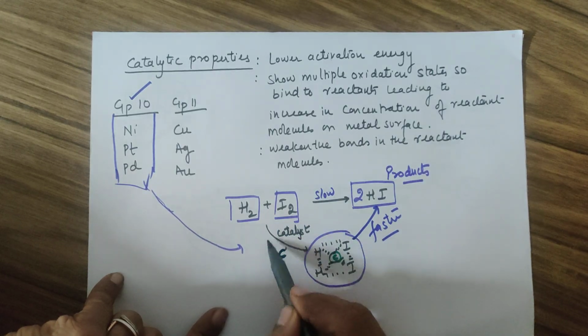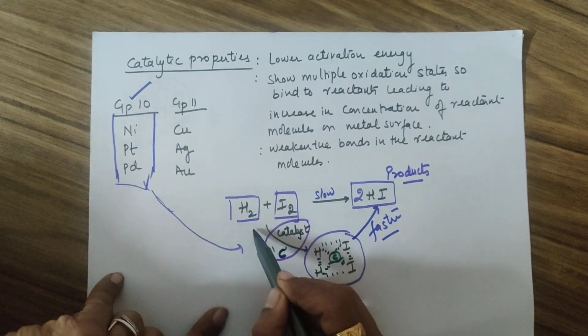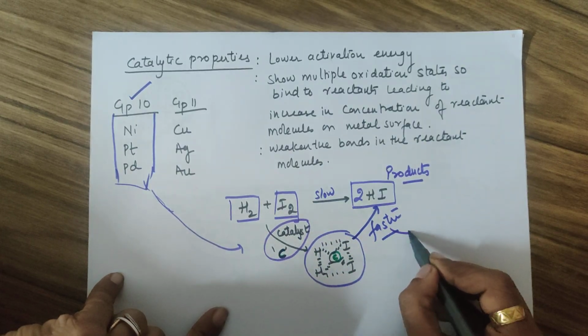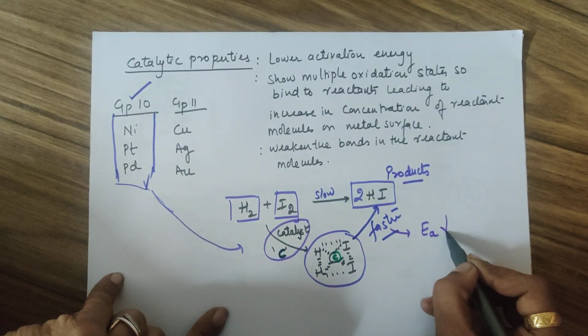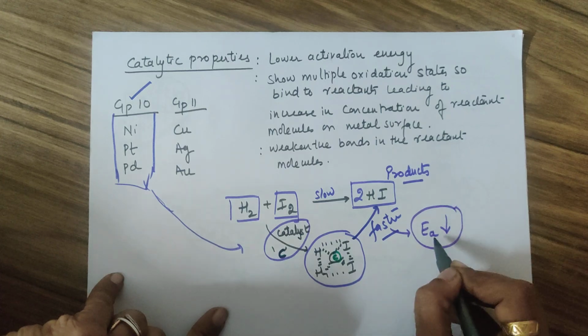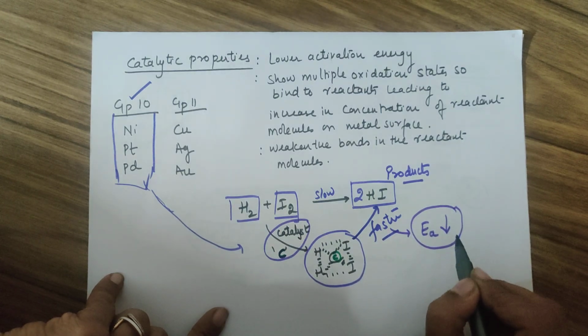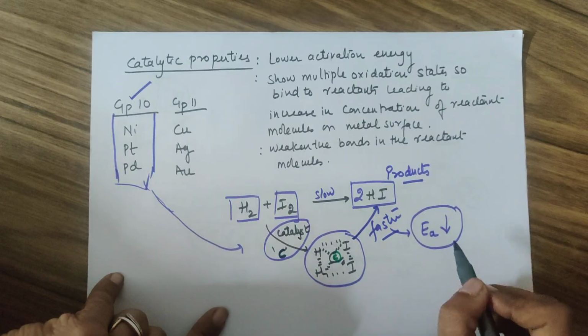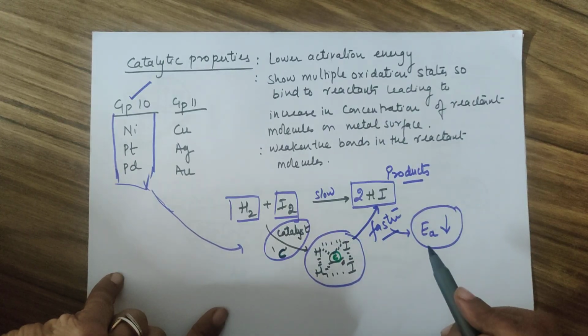It provides a surface area where the reactants can bind to it. Also, it speeds up the reaction because it decreases the activation energy. This concept was done in Chemical Kinetics, chapter number 3, where activation energy was taught. You can go through that particular topic before coming to this property.